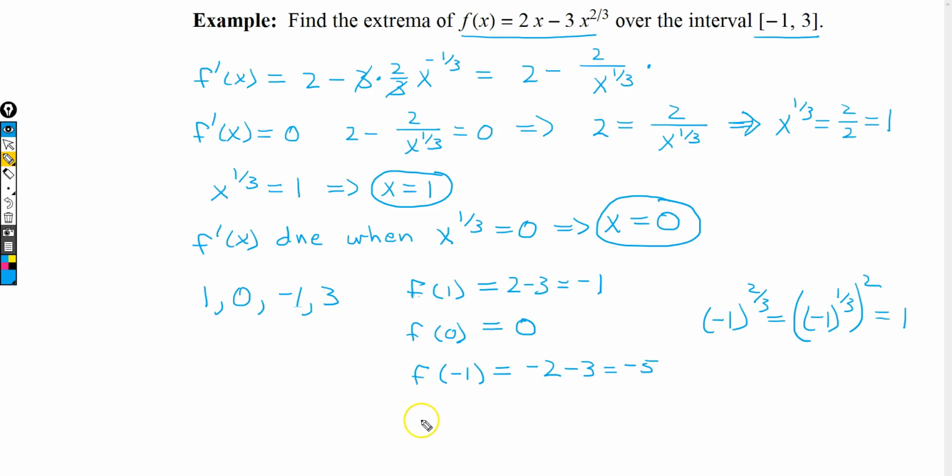And then f of 3, that's going to be 6 minus 3 times 3 to the 2/3 power. And well, we have to evaluate that on our calculator. It's negative 0.2403, rounding to 4 decimal places. Right, just check that out on your calculator. That one you have to use your calculator for, and that's what you get.